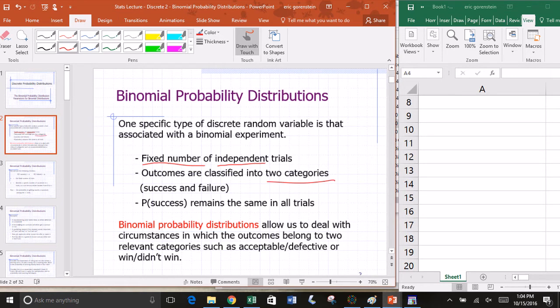Now, we normally call these success and failure. Success doesn't always mean something good. It just means the outcome that we're looking to specify as a probability. And four, the probability of success remains the same. So each of the independent trials has the same probability of success. So if all four of these criteria are met, then we say the process is binomial, or the experiment is binomial.